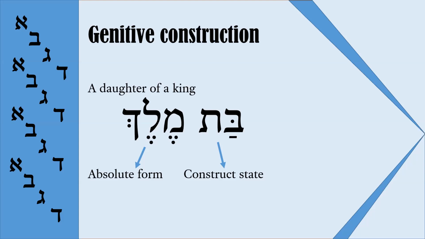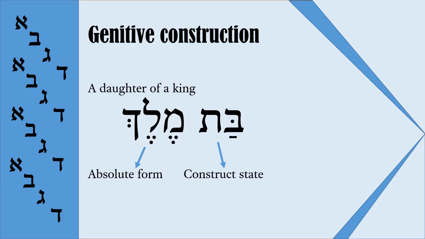When 2 nouns are connected as in the construct relationship, it means that they are connected so closely to each other that they begin to function as one word. Not 2 words, but 1 word. So, for example, this expression, a daughter of a king, Bat Melech. When these words are joined together, it is already like 1 word, so it is one entity. The daughter of a king.